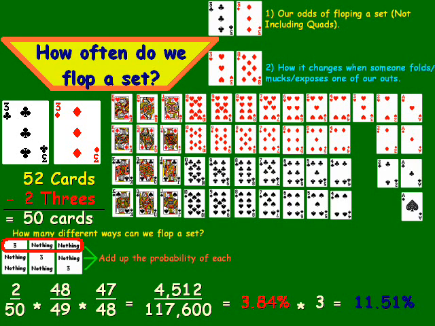Now if we take the inverse of 0.1151, that comes out to 1 chance in approximately 8.69, or 8.7 attempts. And of course this is not including quads.